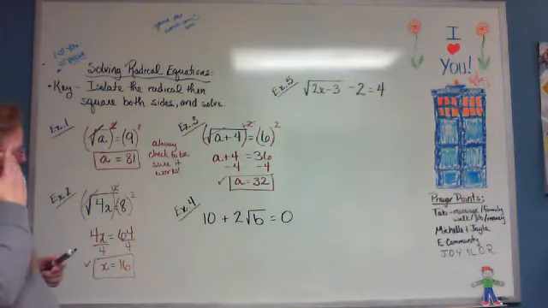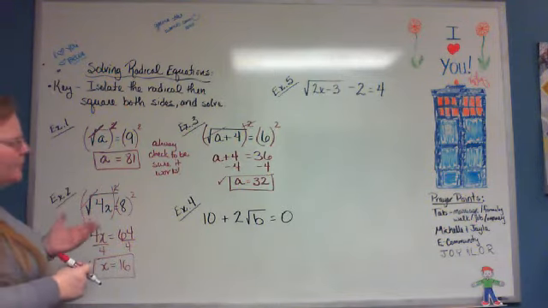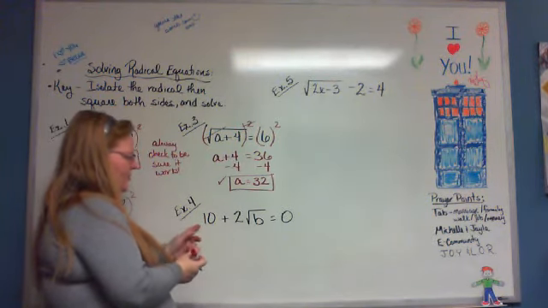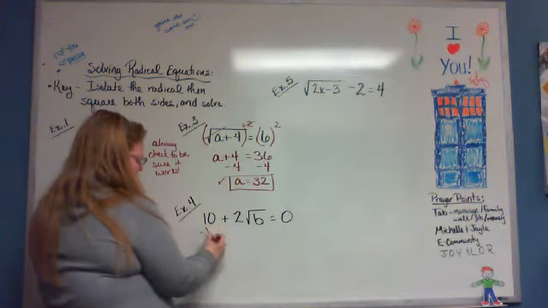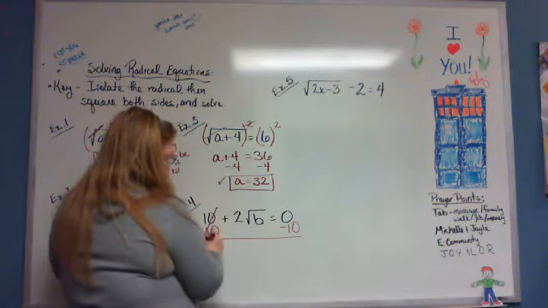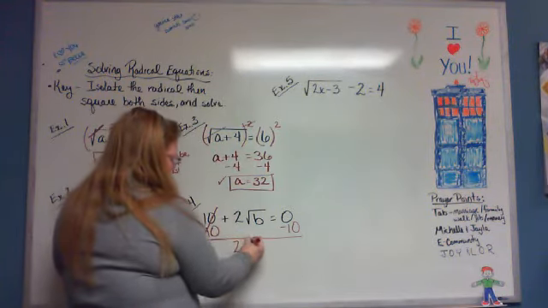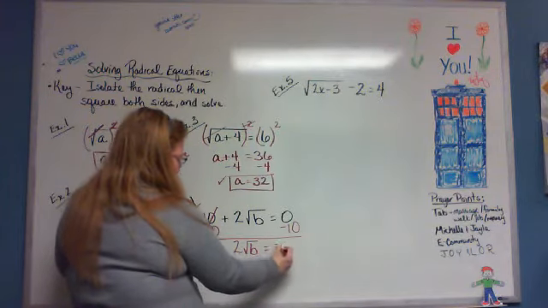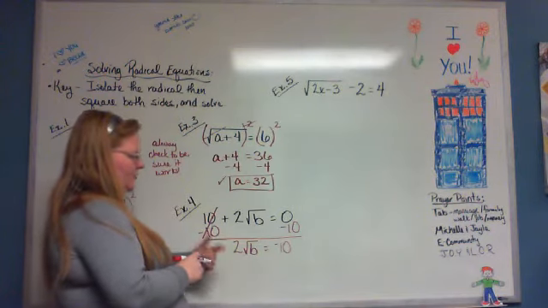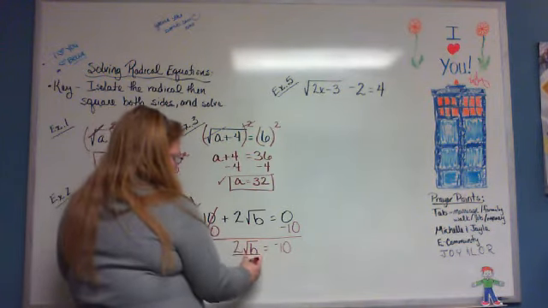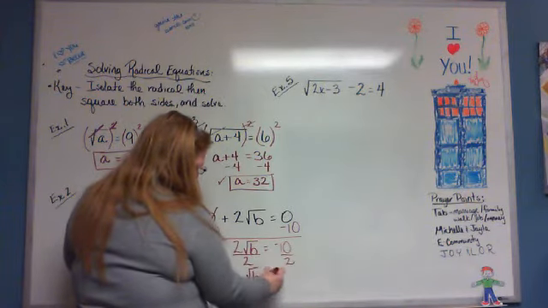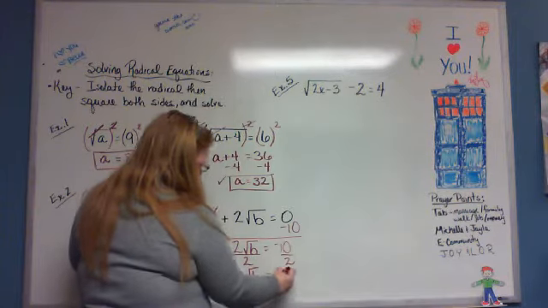Number 4 isn't isolated yet. In other words, we're going to have to work to get this square root by itself. So the first thing I'm going to do is move my 10 to the other side. That leaves me with 2 square roots of b equal to negative 10. Now I've got to move the 2. Right now the 2 is multiplied by the square root of b, so I'm going to divide by 2, and get that the square root of b is equal to negative 5.